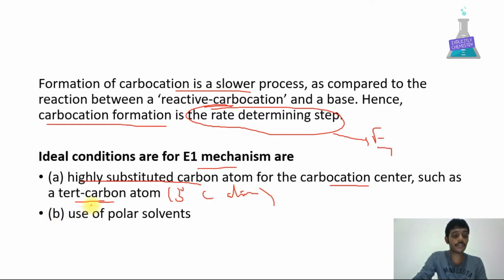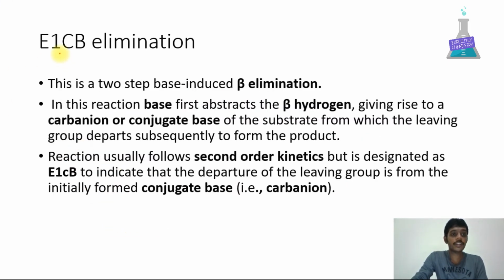Here the use of polar solvents is the ideal condition for the E1 mechanism. E1CB elimination is a two-step base-induced beta elimination. In this, the base first abstracts the beta hydrogen, giving rise to a carbanion, not a carbocation. This gives the carbanion, or conjugate base of the substrate, from which the leaving group departs subsequently to form the product.